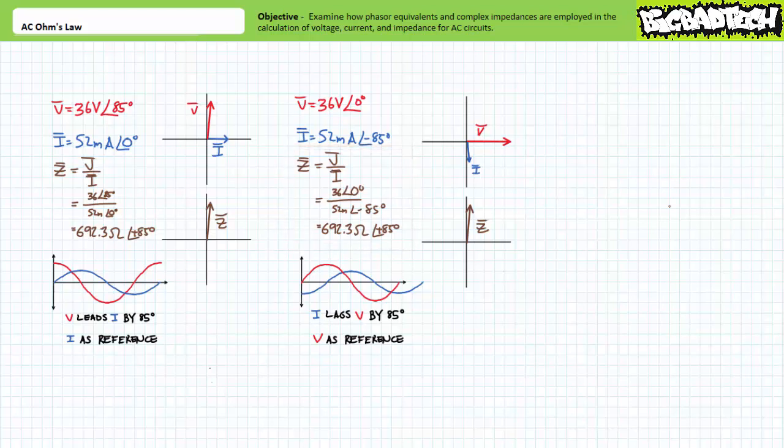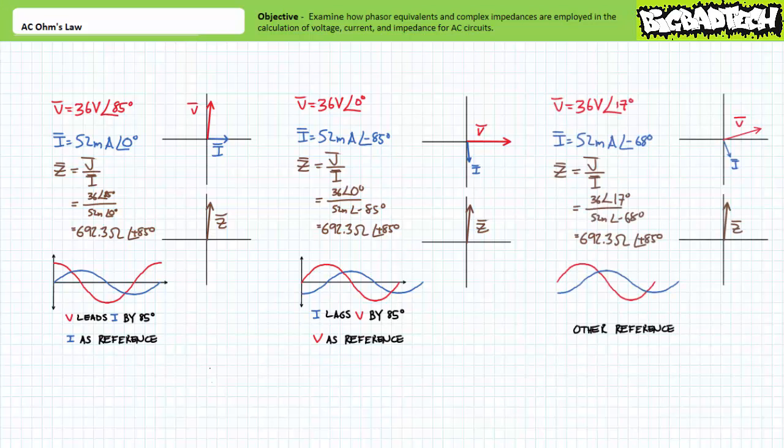Let's try this again with a twist. Let's randomly assume voltage has a phase shift of positive 17 degrees. Given we've been told voltage leads current by 85 degrees, it can be demonstrated that current would have a phase shift of negative 68 degrees. Using this description, our phasor equivalence would be V equals 36 volts at an angle of positive 17 degrees and I equals 52 milliamperes at an angle of negative 68 degrees. Note this version of the phasor diagram still shows a relative phase shift of 85 degrees between voltage and current, only this time something else is our reference.